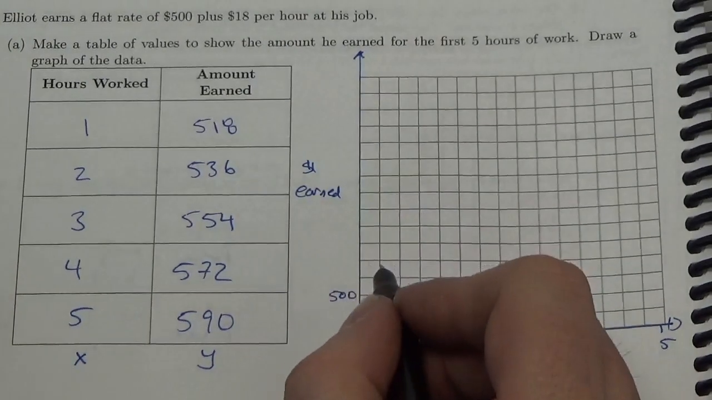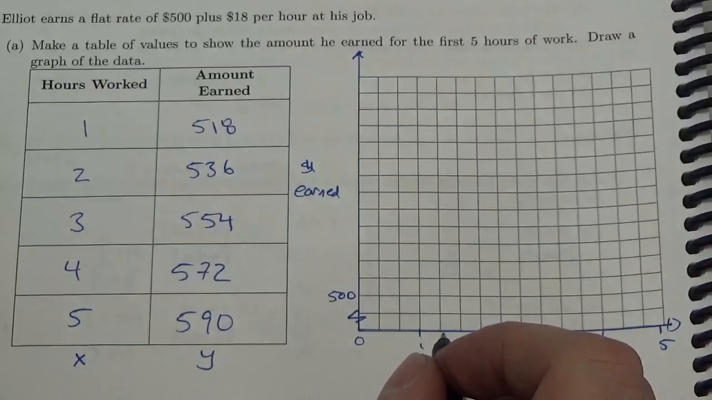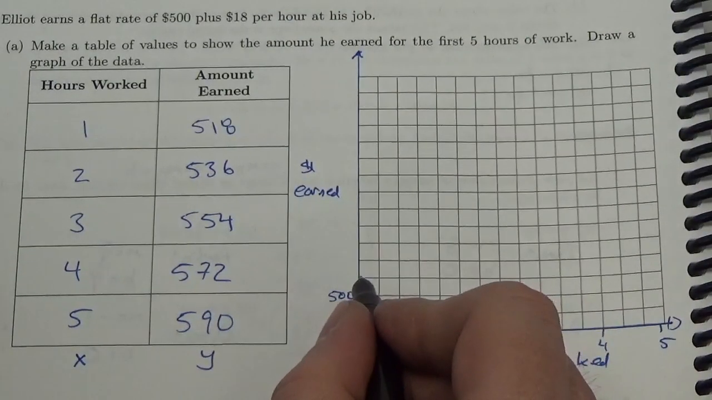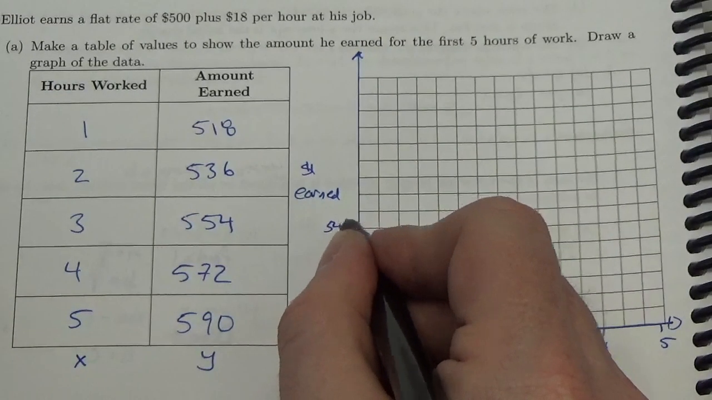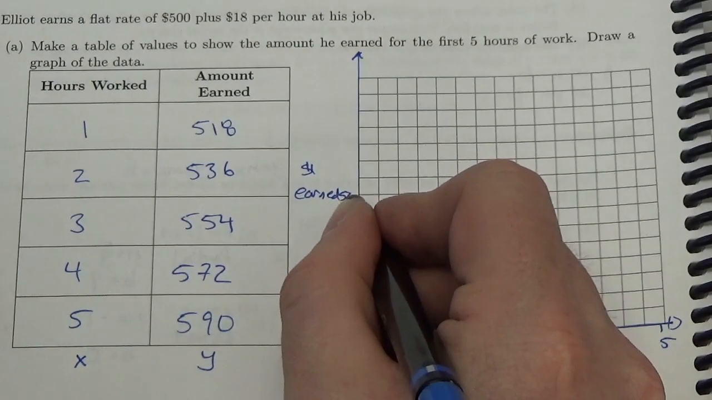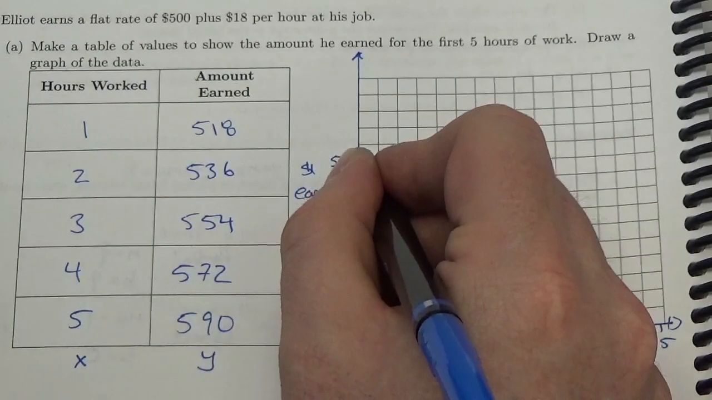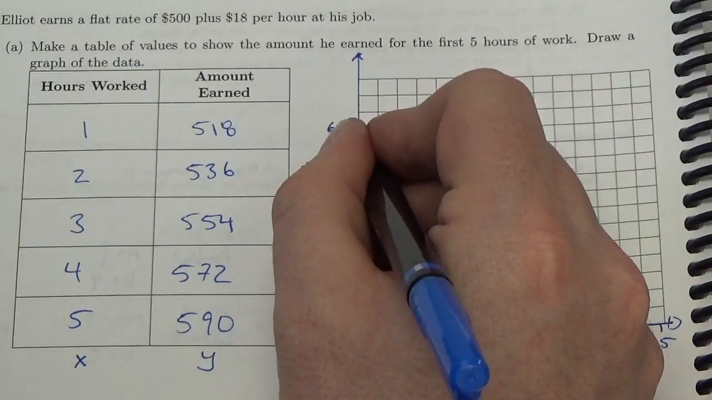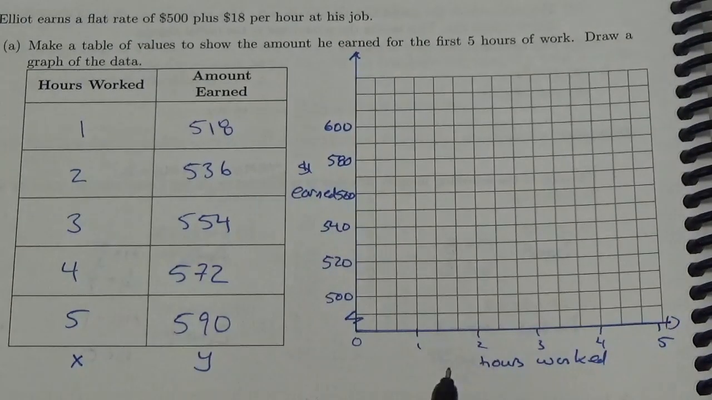Now, from there, we're going to go up by tens here. So I'll make this 510, 520, 530, 540, 550, 560, 570, 580, 590, and then this up here is going to be 600. I feel bad that those ran into each other. But anyway, so now let's plot our values here.